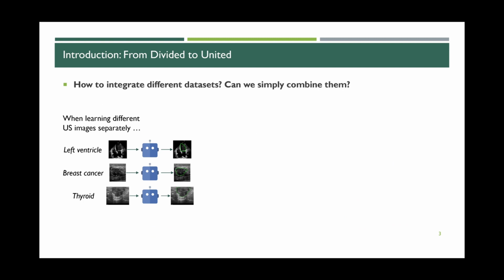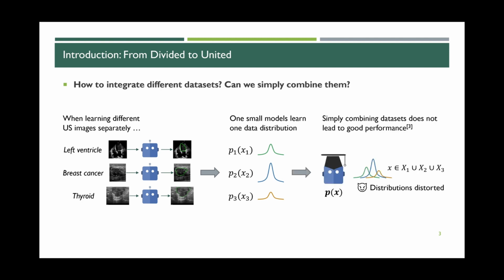Then, the question becomes how to integrate different datasets. The naive approach is to simply combine all the datasets. But can we do that? When training one small model for one dataset, the model learns the unique visual feature distribution of the image content. For example, the distribution of left ventricle. If we mix different types of images directly, what we do is combining different distributions directly. Literature has shown that the learned distribution would be distorted, and therefore the model performance would drop.